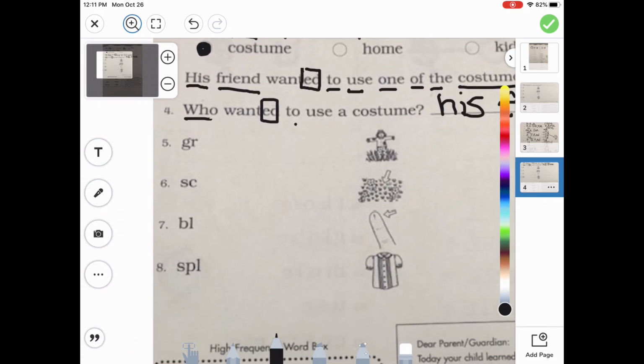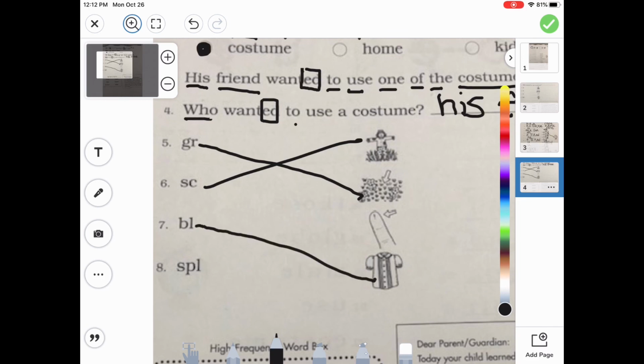All right, at the bottom, you're going to match the blend to the picture. So the pictures I have are a scarecrow, grass, splinter, and blouse. So let's go ahead and match those together. So which one starts with the gr blend? That's right, the grass. Which one starts with the sk blend? The scarecrow, very good. Which one starts with the bl blend? Blouse, good job. And then which one starts with the spl blend?